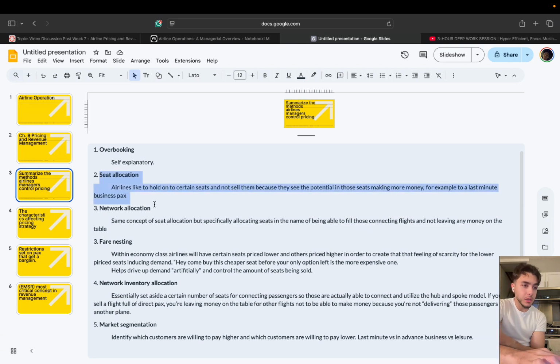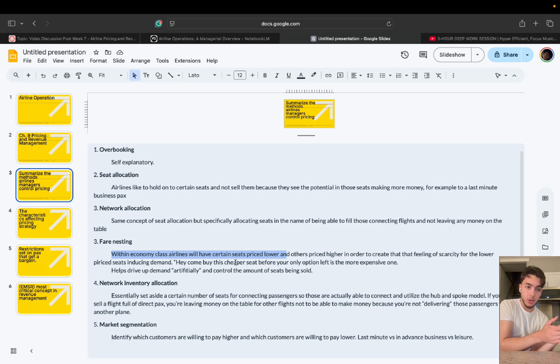Network allocation is basically the same thing as seat allocation, but done specifically for allocating seats for connecting passengers, and not leaving any money on the table, because those connecting passengers are also making money on other flights. Fare nesting: within economy class, we'll have certain seats priced lower than others in order to create a feeling of scarcity. Fare nesting is kind of artificially boosting demand, saying, hey, come buy this cheaper seat before your only other option is this much more expensive one. So they play psychological games with you to artificially increase demand. So network inventory allocation is essentially setting aside a certain number of seats for connecting passengers. So basically network allocation is really what it is.